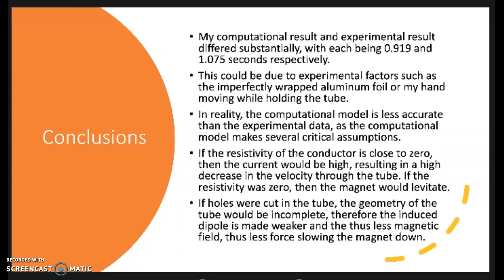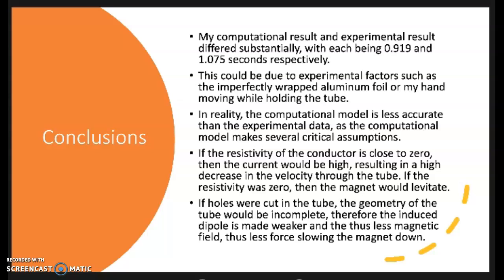Conclusions. My computational result and experimental result differed substantially, with each being 0.919 and 1.075 seconds respectively. This could be due to experimental factors such as the imperfectly wrapped aluminum foil or my hand moving. In reality, the computational model is less accurate than the experimental model, as the computational model makes several critical assumptions.